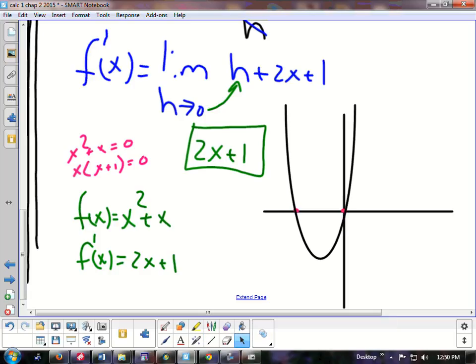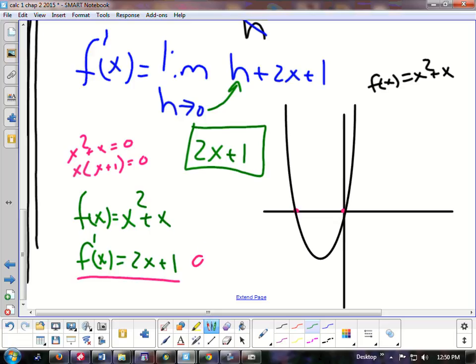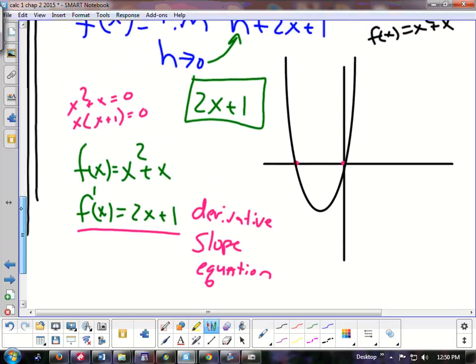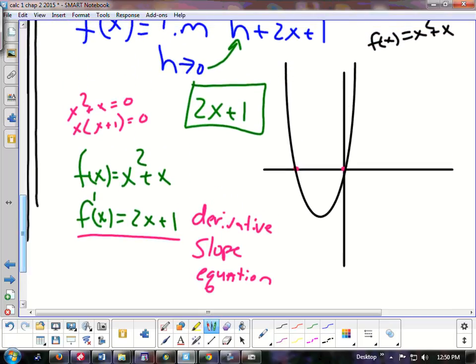What this formula, so this is the function. So we see f of x equals x squared plus x. Now, at any point on this function, you should be able to tell me what the slope is using this formula right here. So this is the derivative. But it's also the slope equation, I call it. That's not mathematically proper or whatever, but it's a slope equation for any point on that parabola.